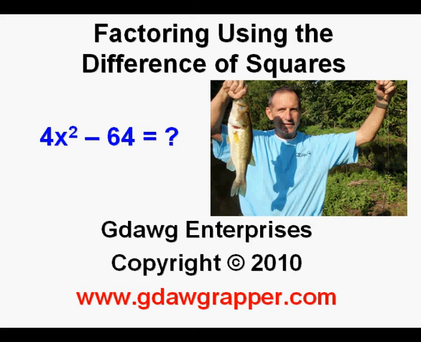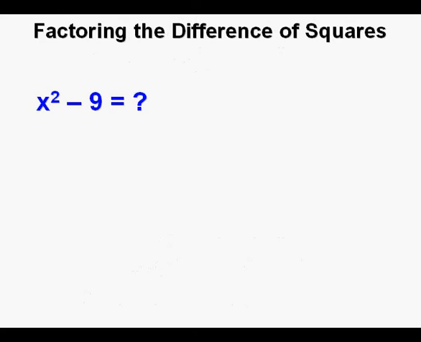Factoring using the difference of squares. In this lesson we're going to demonstrate a very handy technique you can use to simplify polynomials, and it's called factoring using the difference of squares. Whenever you see a polynomial in this form, in this case x squared minus 9, where you have a variable squared minus a number, the difference of squares can be used to separate the expression into two factors.